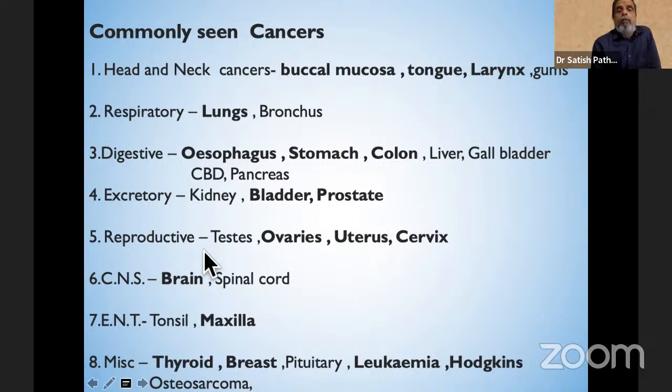In reproductive system, testes, ovaries, uterus, and cervix. But ovaries, uterus, and cervix is more common. In CNS, brain is more common. Spinal cord also sometimes you will find. In ENT, maxilla, this is the maxilla. So it will be seen in maxilla. And the miscellaneous may be thyroid, breast, then leukemia and Hodgkin. Pituitary also they are seen, but not much. Osteosarcoma. So which patients will get commonly? Buccal mucosa, tongue, larynx, gums, lungs, esophagus, stomach, colon, bladder, prostate, ovaries, uterus, cervix, brain, maxilla, thyroid, breast, and blood cancer.